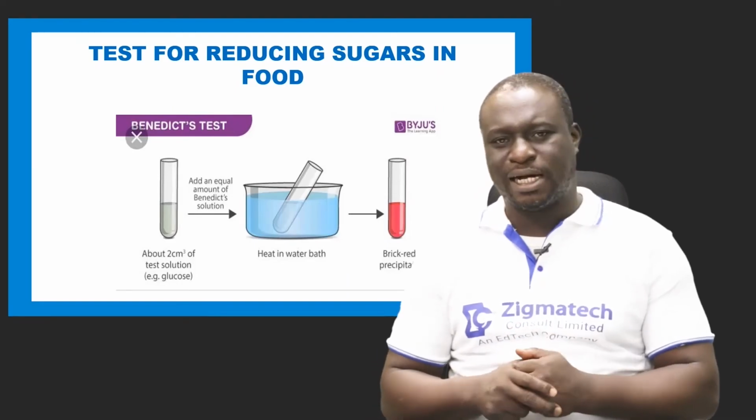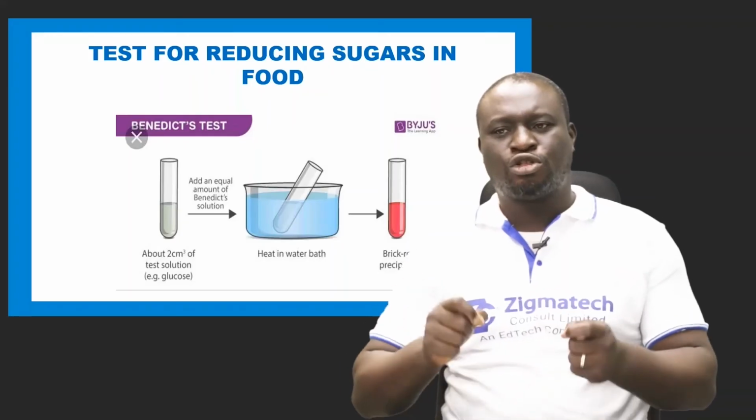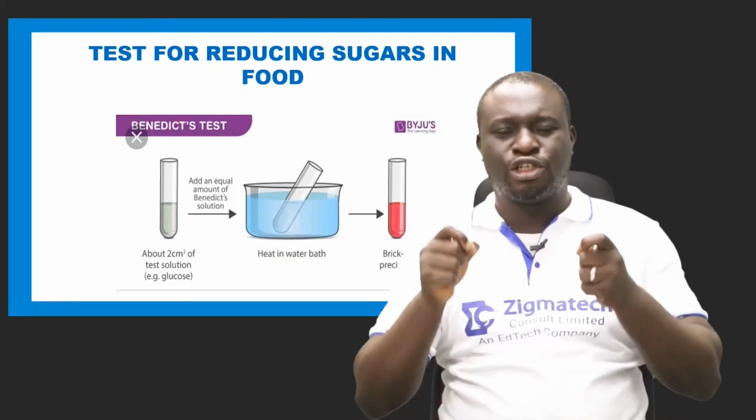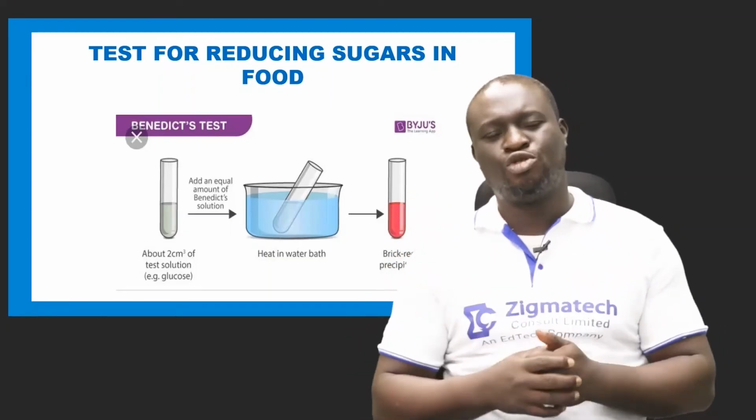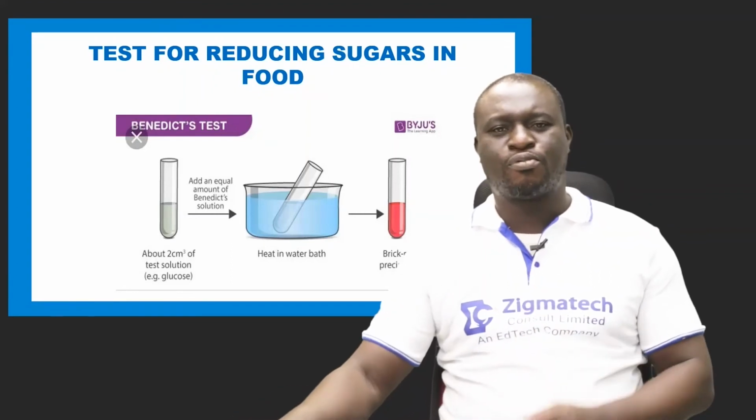You heat it in a water bath. Now, when you heat it in a water bath, if the solution turns brick red, it means that the solution contains reducing sugar, or that the solution is a reducing sugar. And then also to test for proteins.